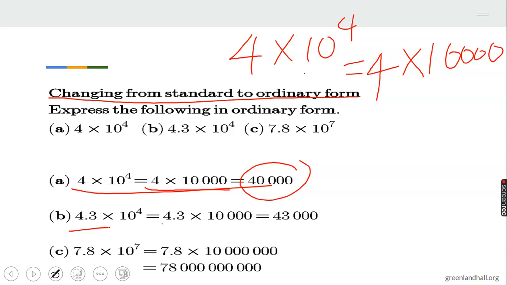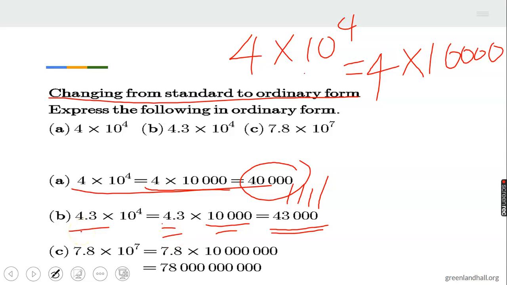We have 4.3 times 10 raised to power 4. That is 4.3 times 10,000, because we have 4 zeros there. When you multiply that, you have 43,000. Look at it again. When you count 1, 2, 3, 4, that means 4.3 times 10 raised to power 4.